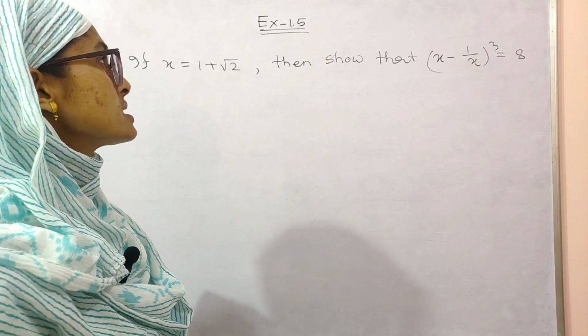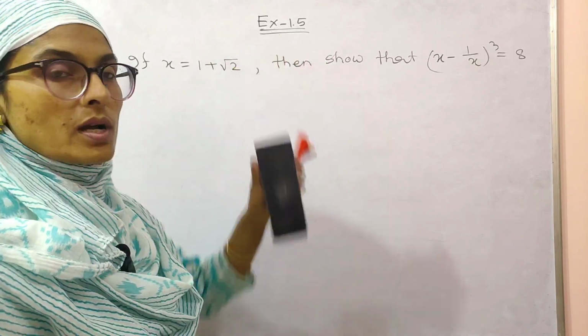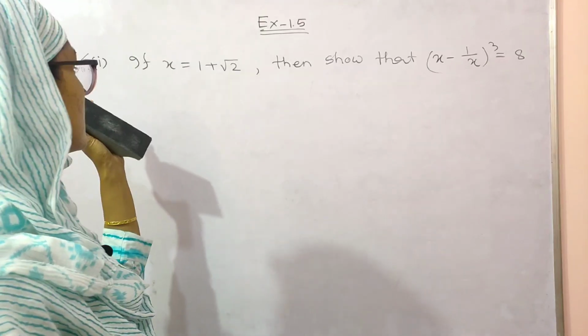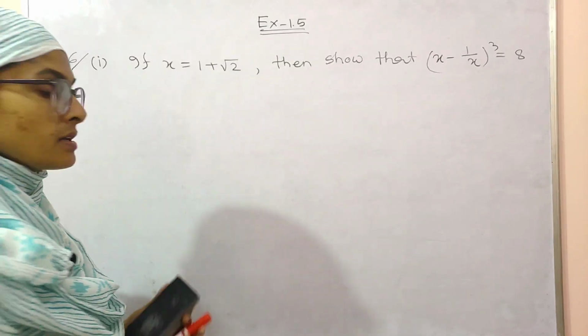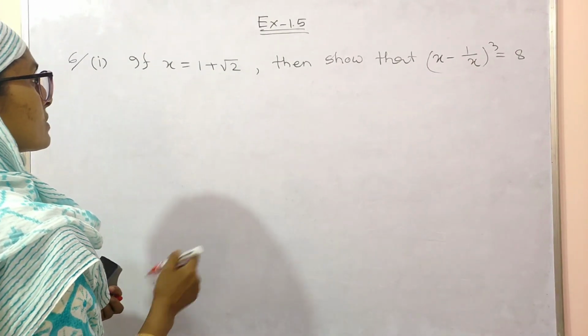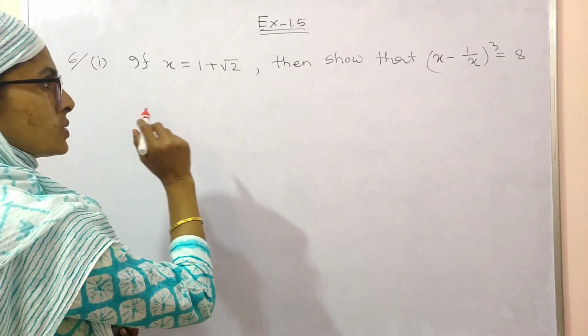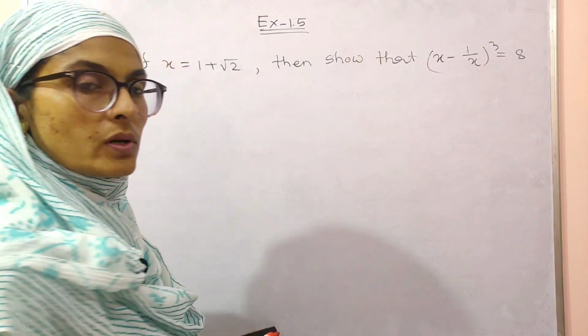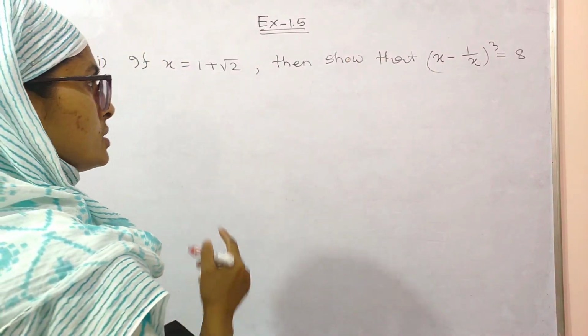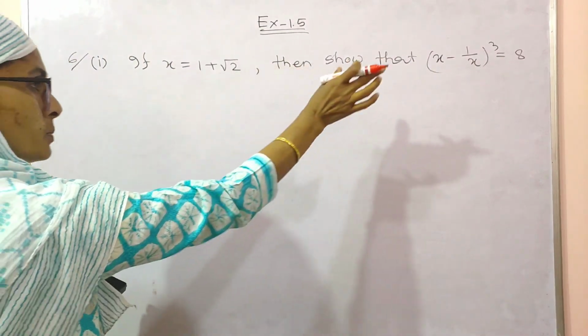Today I am going to discuss exercise 1.5, question number 6. So here I have written question number 6.1. If x equals 1 plus root 2, then show that (x minus 1 by x) whole cube equals 8. So you have to prove this one.